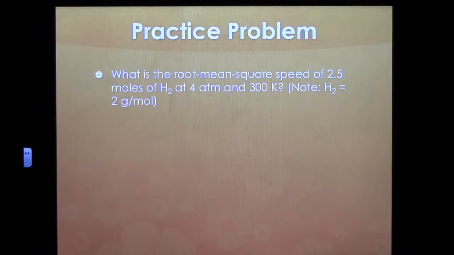For our next problem, we are asked, what is the root mean square speed of 2.5 moles of hydrogen gas at 4 atmospheres and 300 Kelvin? Note that the molar mass of hydrogen is 2 grams per mole.